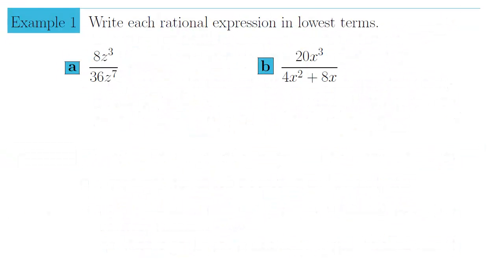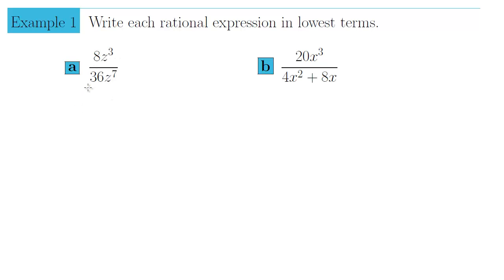Let's now take a look at several examples. In each example, we're going to write the rational expression in lowest terms. Let's start with example 1a. 8z cubed over 36z to the 7th. First thing we want to observe in this rational expression is that the numerator and denominator are already expressed as products. There are no pluses or minuses. We can simply go about canceling common factors.